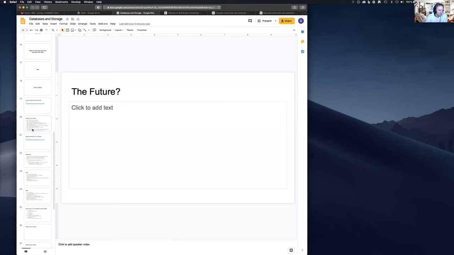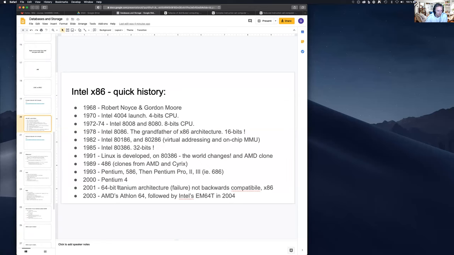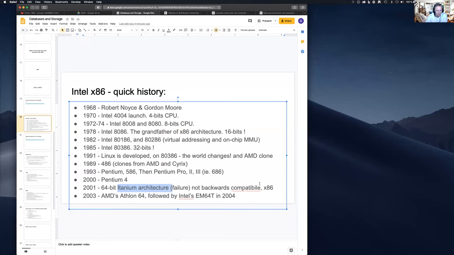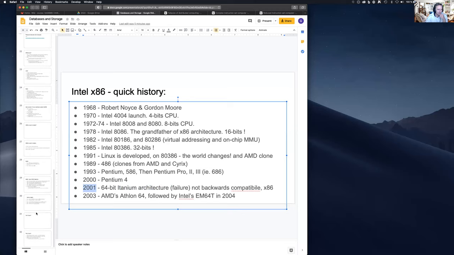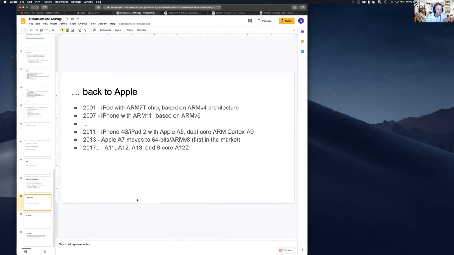So when Intel tried with Itanium to break away from x86, it failed, right? The last attempt of giving up on x86 was in 2001, and that was a failed experiment, right? So now, fast forward, we have 2020, and we are doing this experiment again.